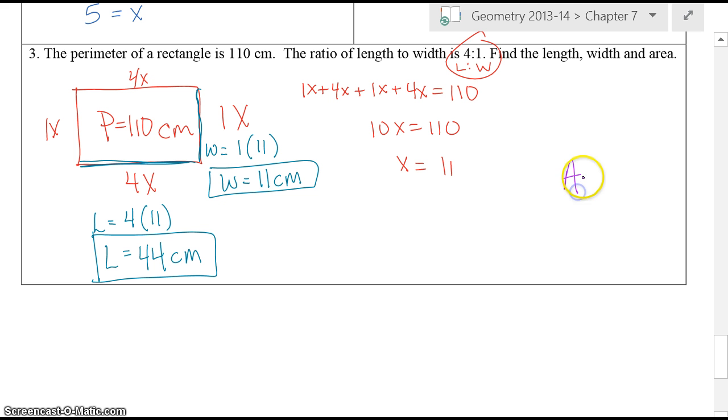How do we find area of a rectangle? What is the formula? That's right. So we know that our length is 44 and our width is 11. So somebody help me out. 44 times 11. 484. Is it not? It's not. I forgot how to multiply without a calculator. 484 what? What are the units? Centimeters squared. Okay?